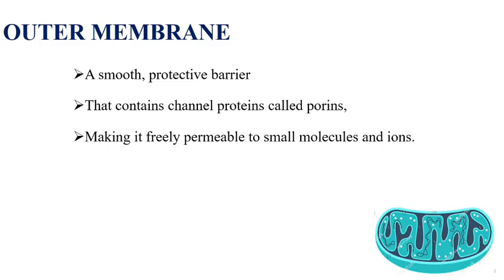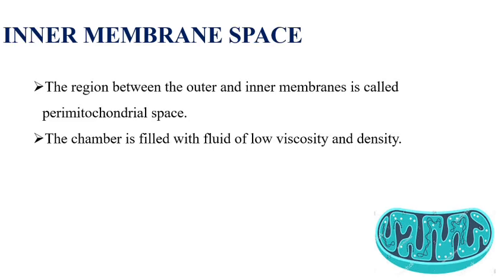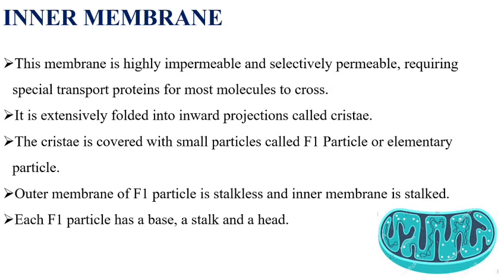Outer membrane of mitochondria is a smooth protective barrier which contains channel proteins called porins, making it freely permeable to small molecules and ions. The space between the outer and inner membrane is called perimitochondrial space. The chamber is filled with fluid of low viscosity and density. Inner membrane. This membrane is highly impermeable and selectively permeable, requiring special transport proteins for most molecules to cross.